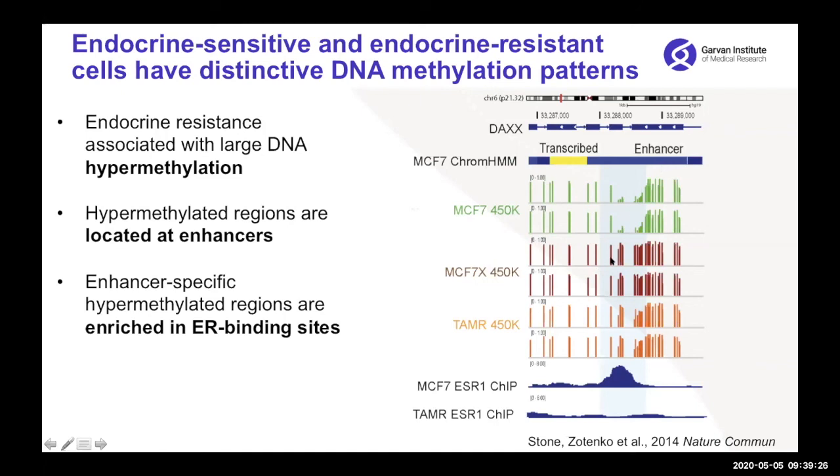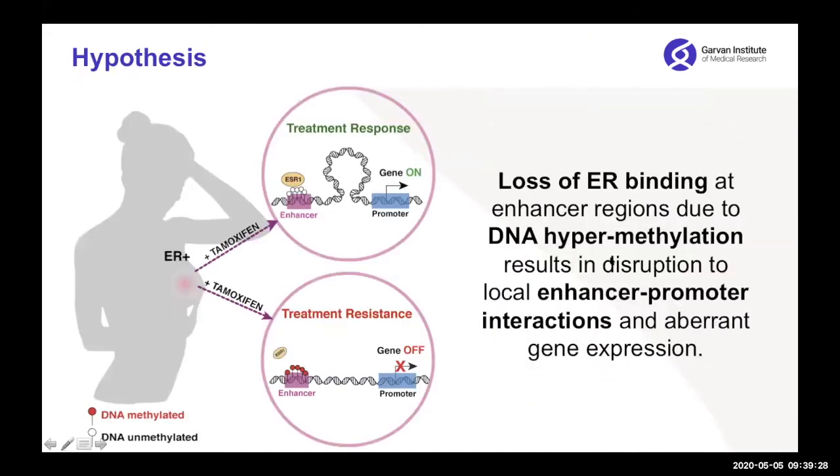So considering this hypermethylation happens at enhancers, my hypothesis when I joined the lab was that loss of ER binding at these enhancer regions, as shown here, which is due to hypermethylation, results in a disruption of local enhancer promoter interactions and then aberrant gene expression in the resistant cell populations.